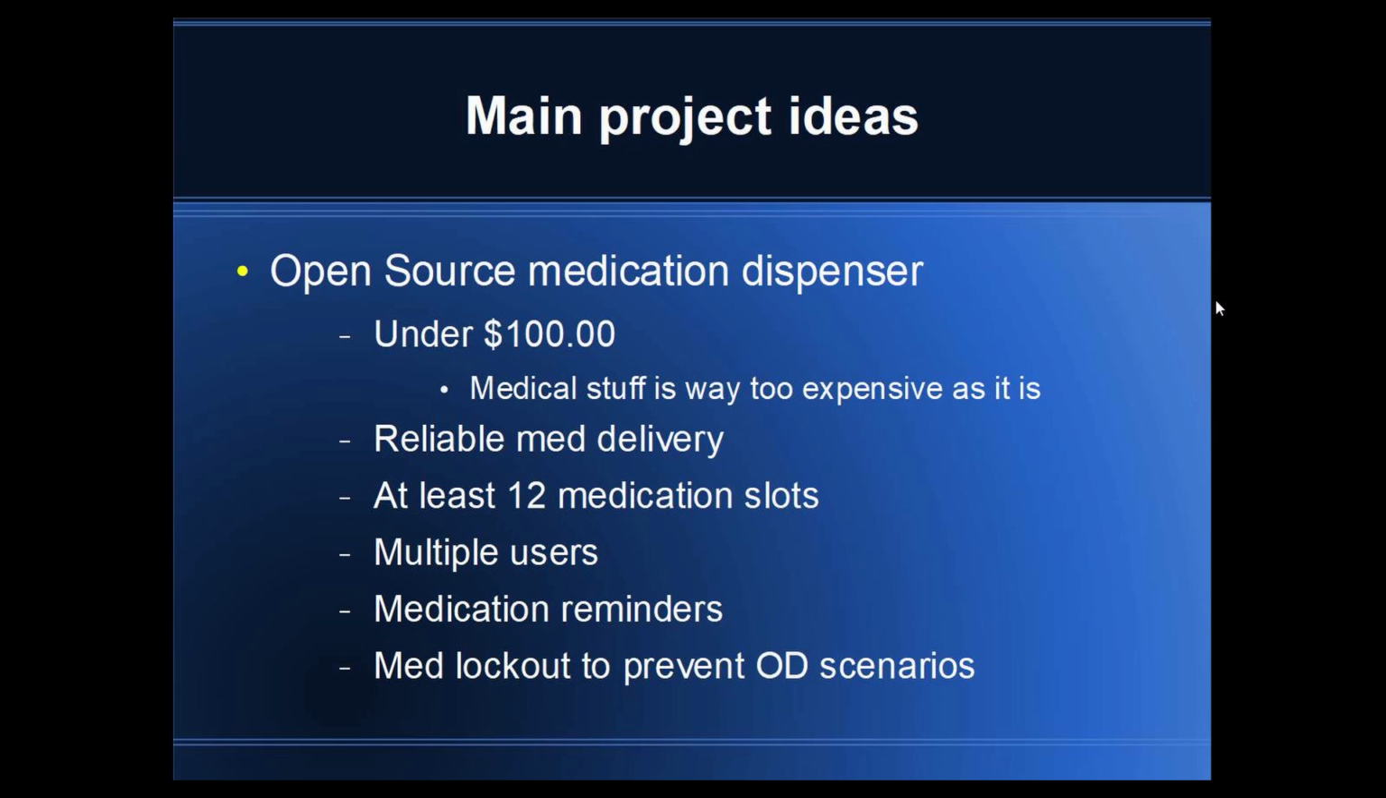So I want to do something open source that people can either buy as a kit, or 3D print some parts if they've got a printer, and then just buy the electronics and put it all together. It needs to do reliable medication delivery. That's going to be a challenge because every pill is unique in size and shape and weight, and getting it to dispense one at a time is going to take some design iterations to get right. I want it to have at least 12 medication slots and be able to handle multiple users, because there's generally multiple users in a household.